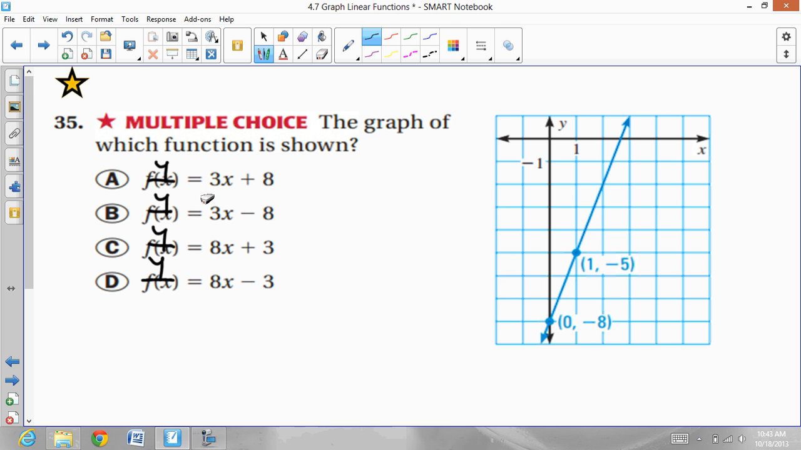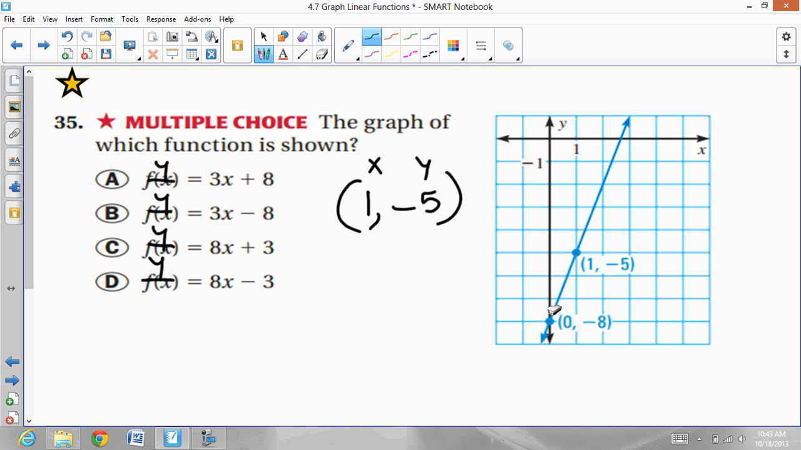So this is the equation y equals 3x plus 8, or these are the other choices given, and you are given a graph. One strategy that you can use is to take the point 1 comma negative 5, the first value as your x, the second value as your y. Take the x value, substitute it over here for the x, do the calculations and see if you are getting negative 5 for an answer.